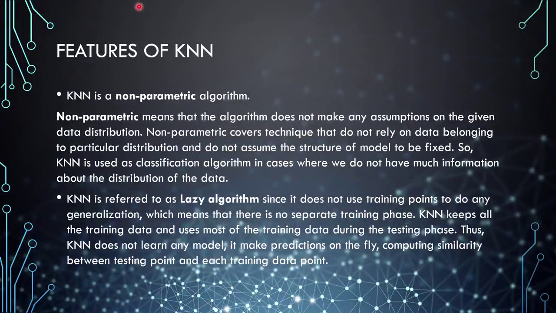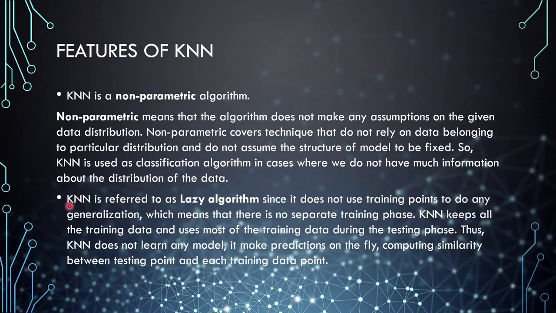So let us see what the features of KNN are. It is a non-parametric algorithm. That simply means it does not make any assumption on the given data distribution. So it covers techniques that do not rely on data belonging to a particular distribution. It does not assume any fixed distribution, like Gaussian or normal. It does not assume any kind of distribution. So it is a classification algorithm that can work on basically anything.